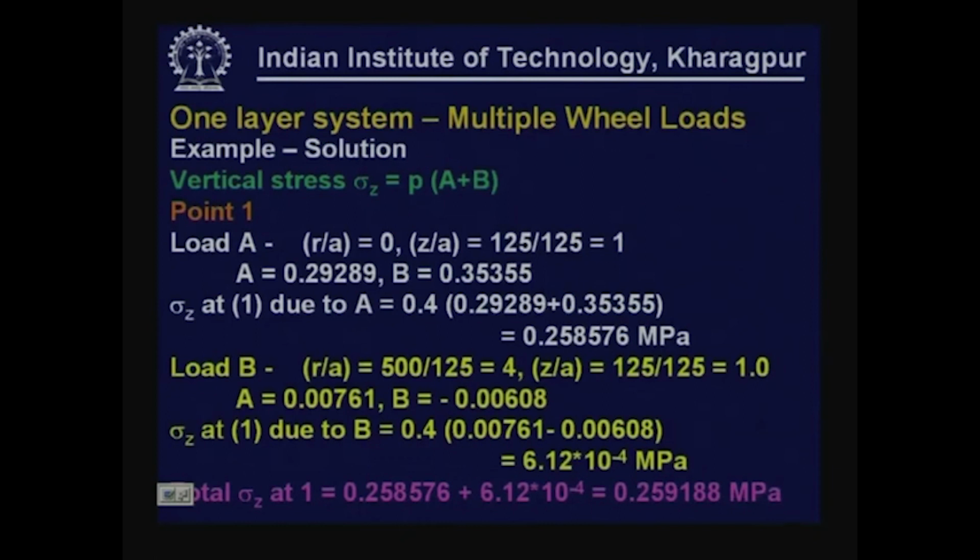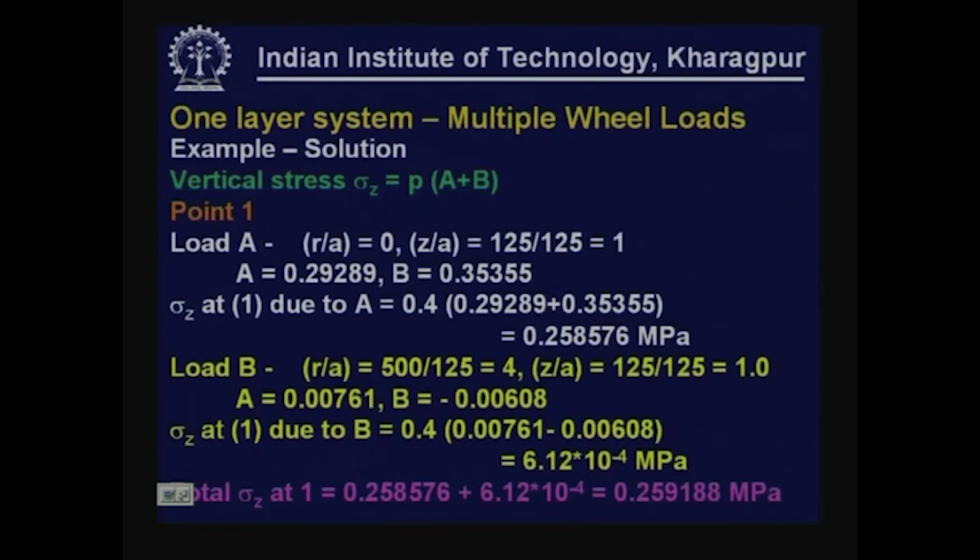This is also very similar to what we have just discussed in the previous few slides. For point 1, due to load A, R by A is 0, Z by A is 125 by 125, that is equal to 1. These are the coefficients that I have selected from the tables for R by A equal to 0, Z by A equal to 1. So, sigma Z at 1 due to A is 0.258576 MPa.